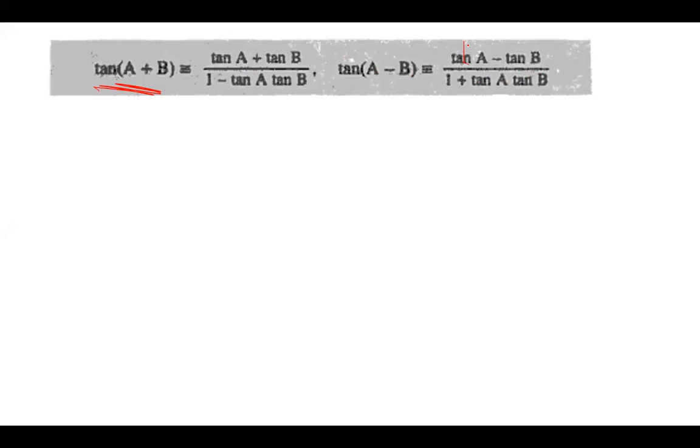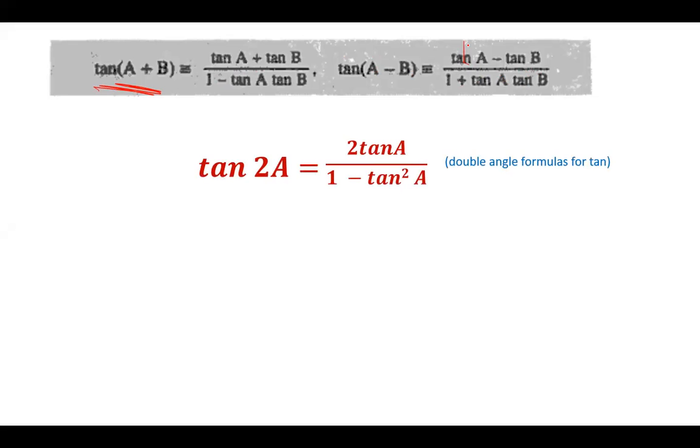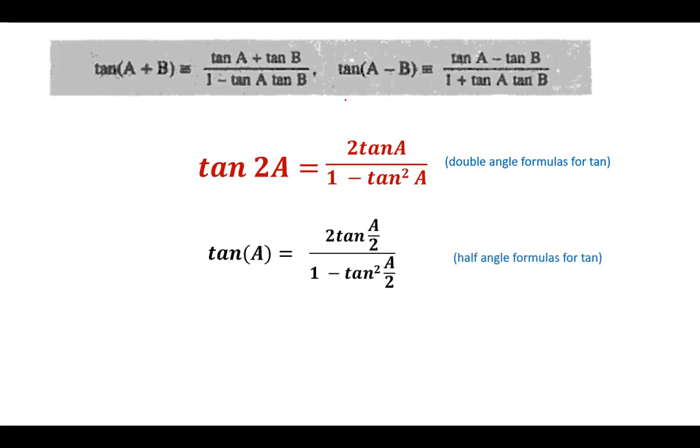Okay, so this is the double angle formula for tan. When you say A is equal to B, meaning where there's B, you just put A. This would be A plus A, so this will become tan 2A. On top, you're going to have tan A plus tan A, which gives you 2 tan A. Then down there, you have tan A times tan A, which gives you tan squared A. You have this as your double angle formula for tan. Then the half angle formula for tan will be given by that. You just divide all the angles by 2.